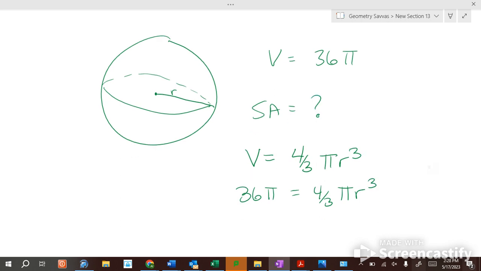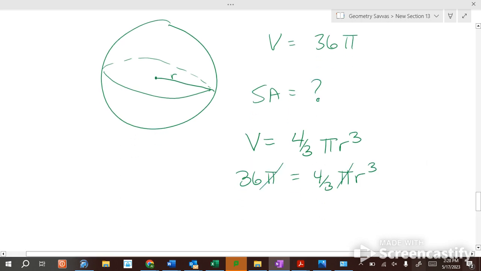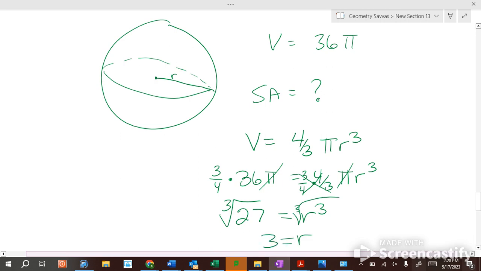36 pi equals 4/3 pi r cubed. What's the first thing we can do to solve this? Cancel out the pies. We'll eat them pies. Yum, yum, yum. Then what do we do to each side? Multiply by 3/4 to cancel out the 4/3. So we get 27 equals r cubed. Then what do we do? What cubed equals 27? 3 cubed equals 27, right? So the radius must equal 3.